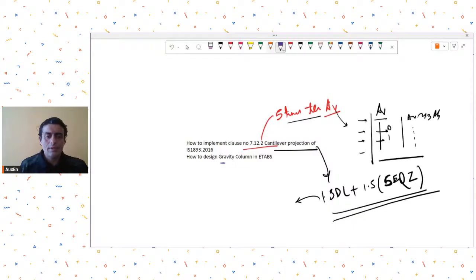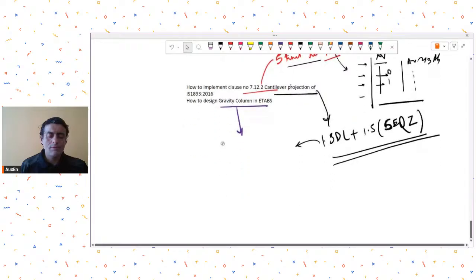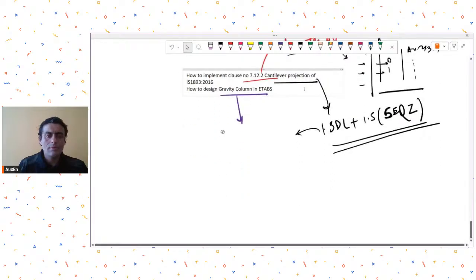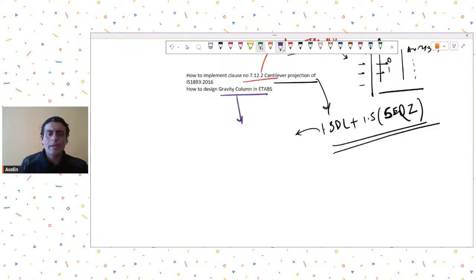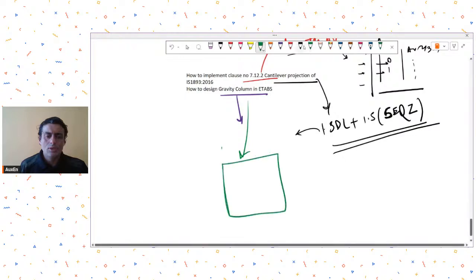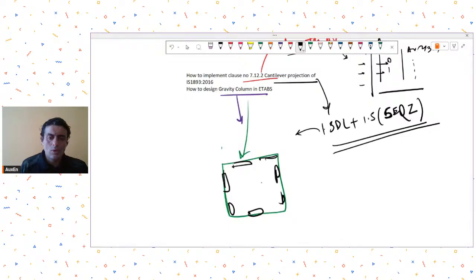Then his next query is how to design gravity columns in ETABS. This will be a long answer, so I don't know how to put it right now. But you have to maintain the deformation compatibility in your gravity columns. So first of all, whatever is your main model, you will have to ensure that the effects of lateral loads don't flow to your columns. That is the first thing that you need to ensure.